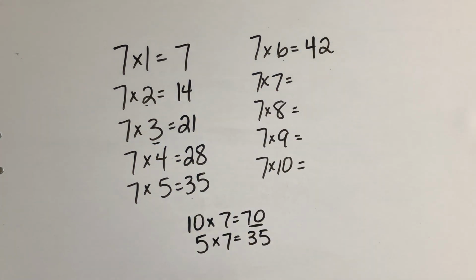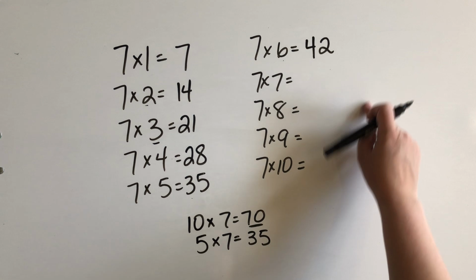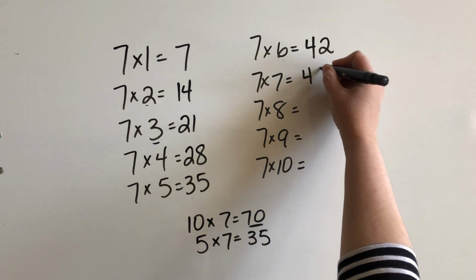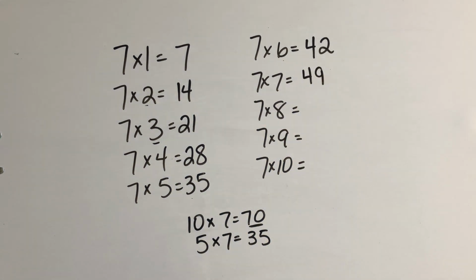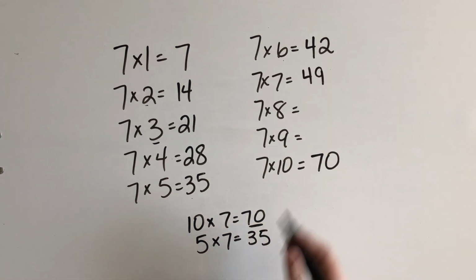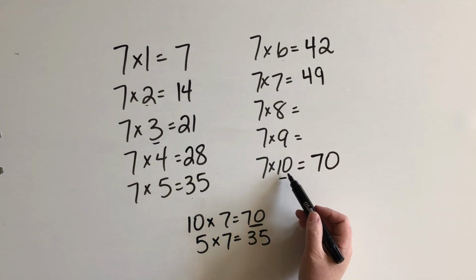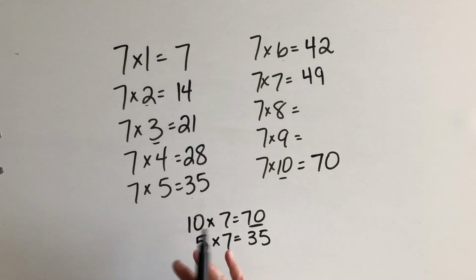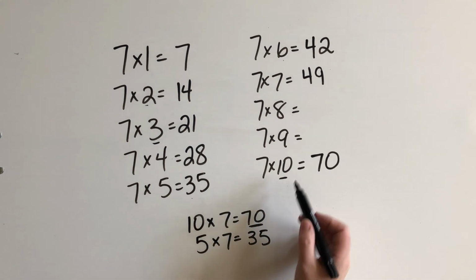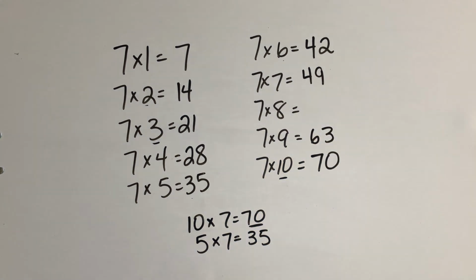7 times 7 was one of the square facts that I learned. So if I make an array that has 7 rows by 7 columns, it makes a square. And I remember that that one is 49. Let's jump down and do 7 times 10. I know that that's 70 because I know how to multiply by 10. Now when I multiply by 9, 9 groups of 7 is just one fewer group of 7 than 10 times 7. So that's going to be 7 less than 70, which is 63.